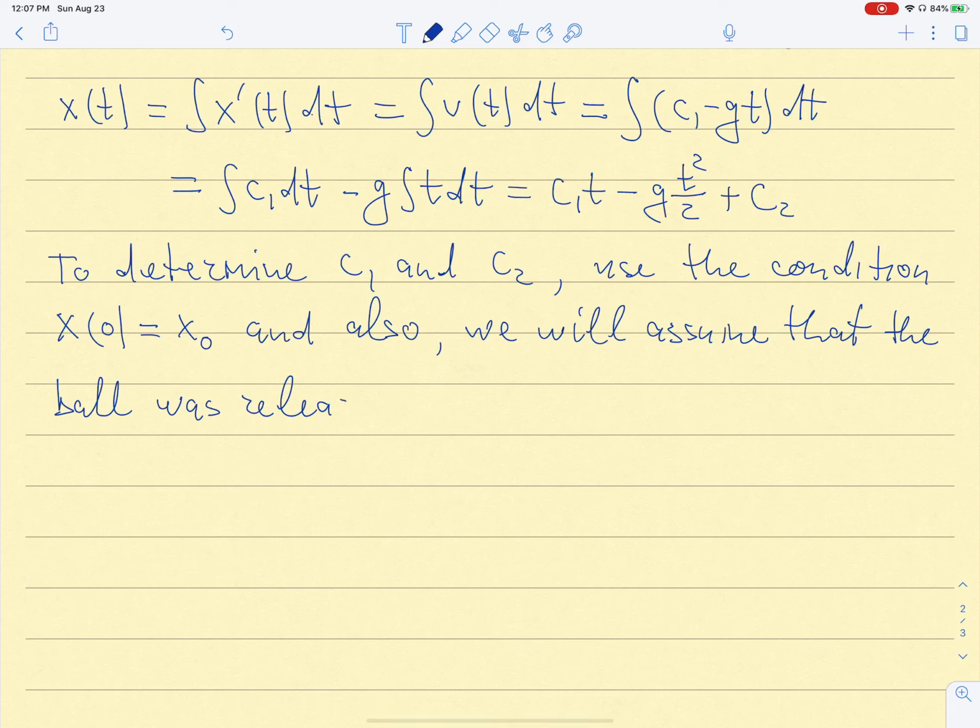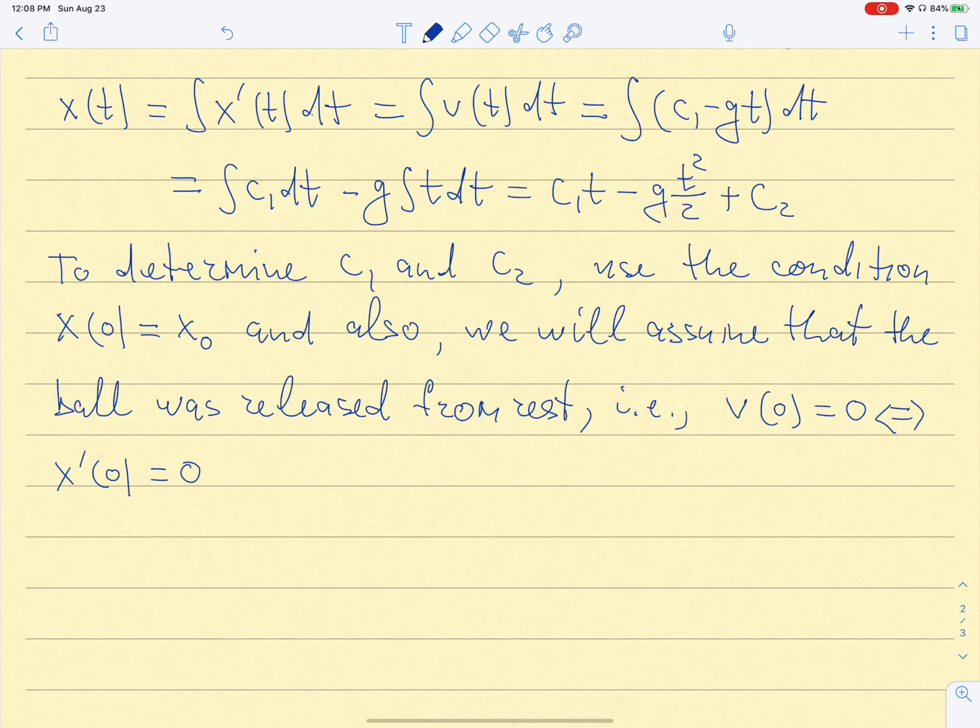And that means that the initial velocity of the ball would be equal to 0. And that statement, of course, is equivalent to x prime of 0 being equal to 0. All right, so then what do we have?